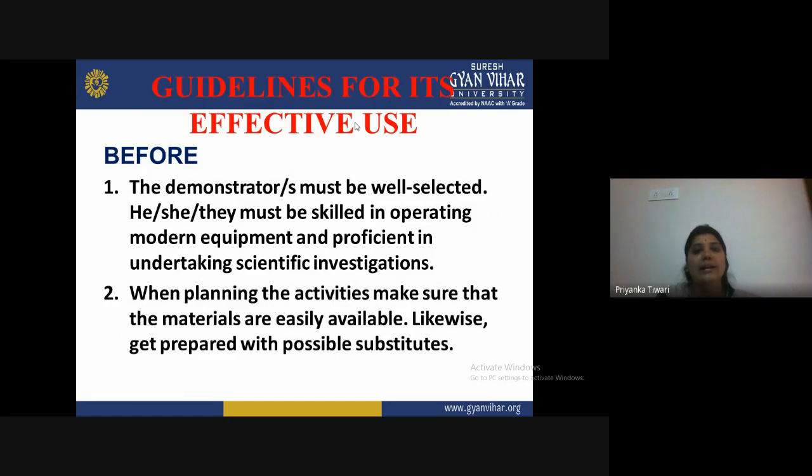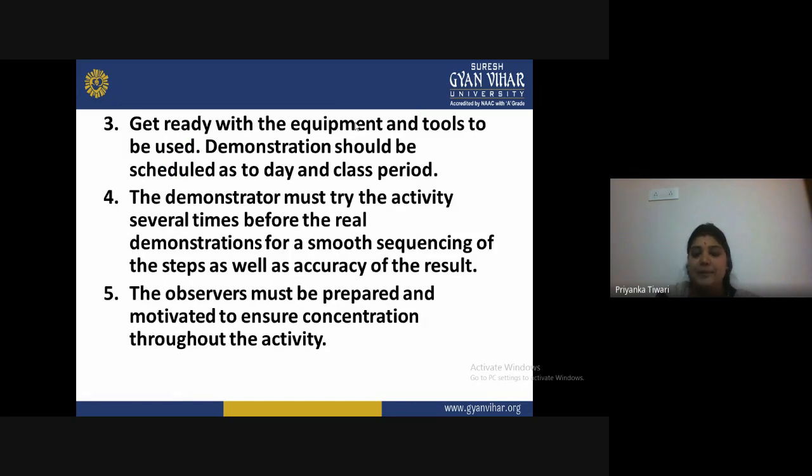So first of all, guidelines for its effective use. The demonstrators must be well selected, and they must be skilled in operating modern equipment and proficient in undertaking scientific investigation. When planning the activities, make sure that the materials are easily available. Likewise, get prepared with possible substitutes. This is very important, to get ready with the equipment to be used.